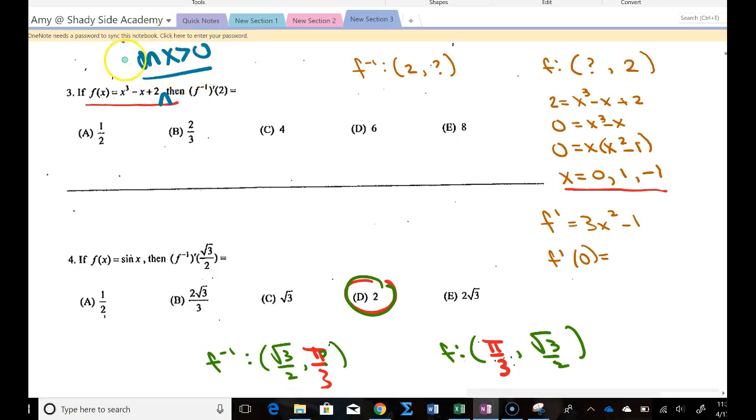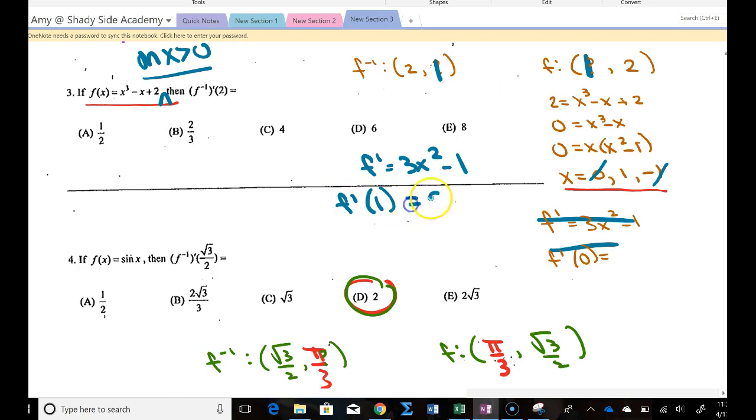In any case, if we adopt this restriction, we would knock out the other solutions. And so this point now has an x-coordinate of 1, right? 1 comma 2 on the function corresponds to 2 comma 1 on the inverse, right? Then let's take f and find f prime. F prime equals 3x squared minus 1. Let's find f prime at x equals 1. That will equal 2. And this slope, in its relationship to the other slope, again with x and y reversed, is 1 over 2. Okay? All right, so that should be good to go.